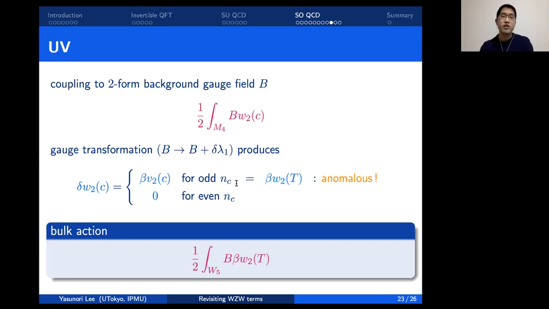As a result, this coupling alone is not Z2 one-form gauge symmetry invariant, and its non-invariance is related to the zero-form spacetime symmetry. In this sense, the two symmetries have a mixed anomaly and cannot be gauged simultaneously. To cure this, we have to add a bulk 5D action of this form, which suitably cancels the anomaly on the 4-dimensional boundary. And that's the story in the UV.